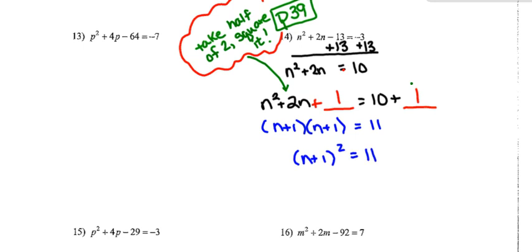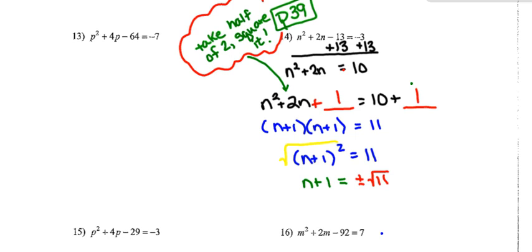Why this is useful is that now I can take the square root of both sides. When I take the square root of a number that's being squared, the square root and the squaring just undo one another, and you're left with what's underneath the radical, so in this case, just the n plus 1. And when I take the square root of that 11 on the right-hand side, I have to remember to take both a positive and a negative square root.